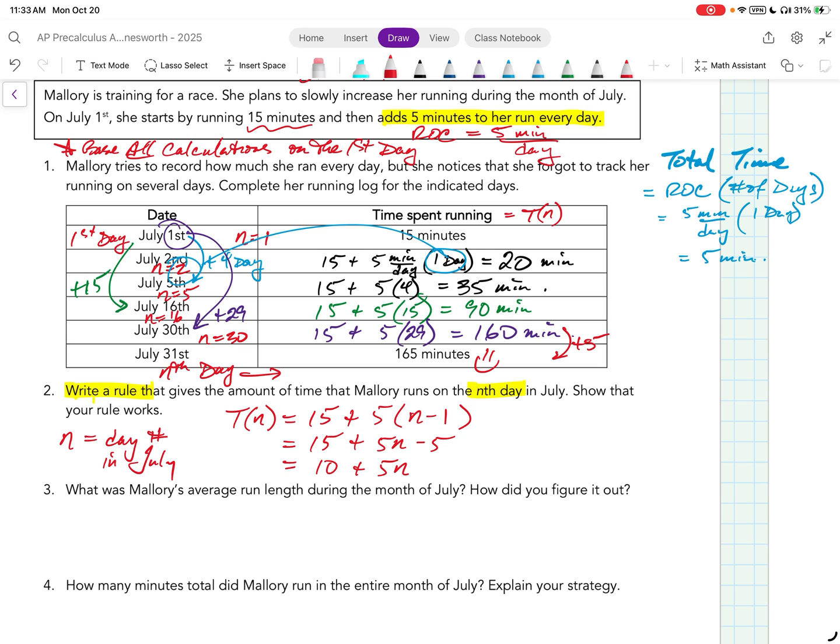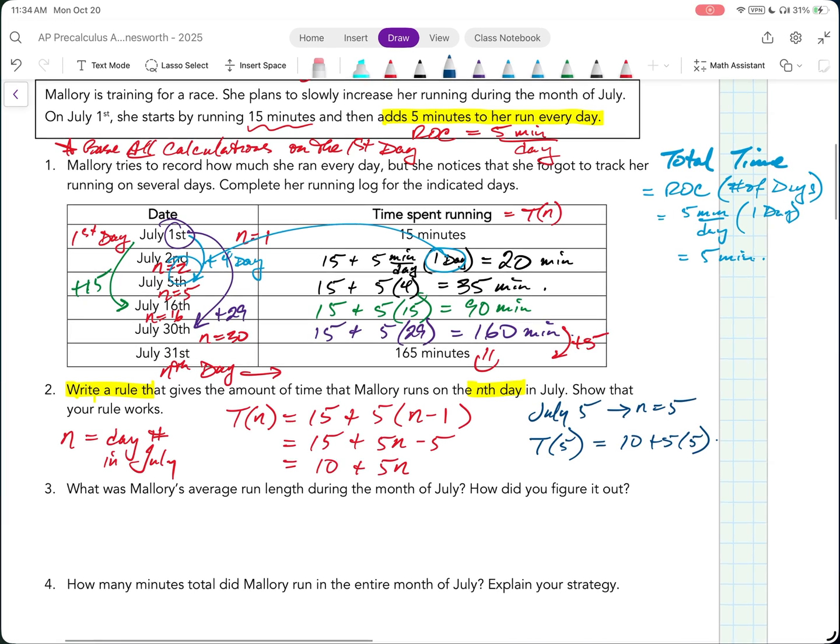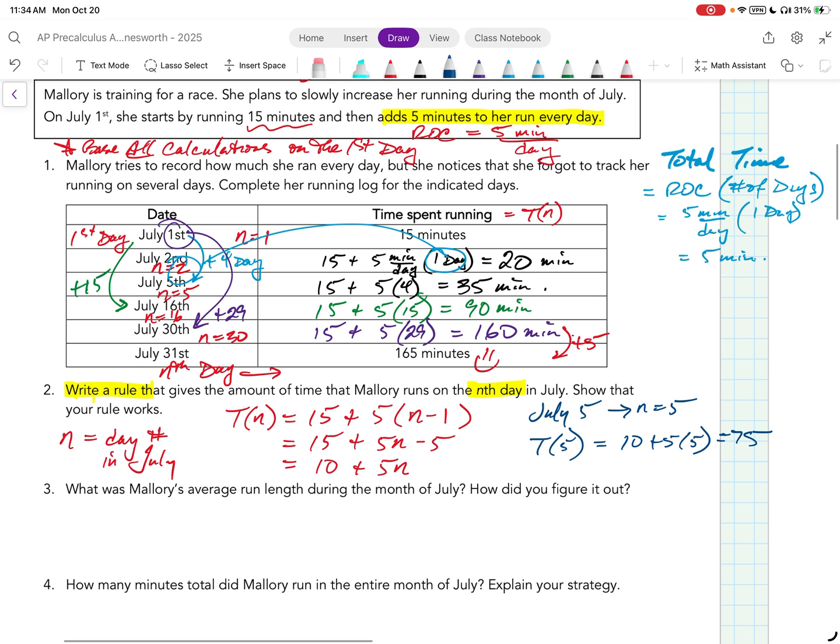Okay, so let's show that it works. Let's pick a day. So let's do July 5th. So July 5th, that means n equals 5. So let's find t of 5. And that's going to be, excuse me, let's use the end result here, down here at the bottom, 10 plus 5n. Okay, so we have 10 plus 5 times 5, and that's 10 plus 25, or 35.